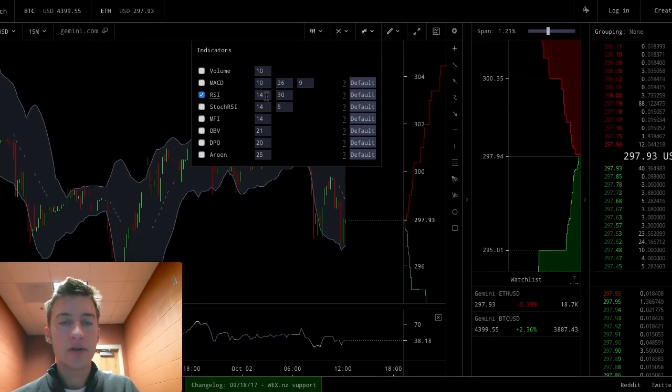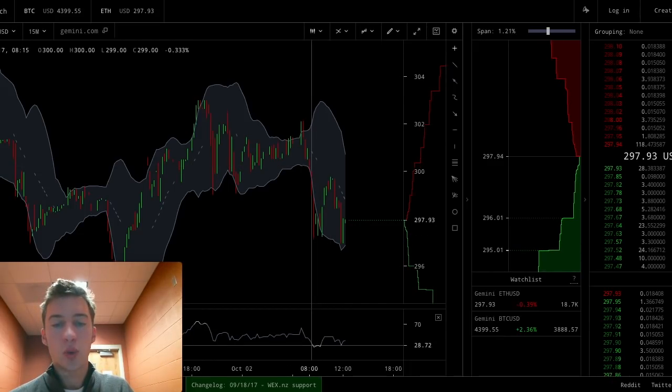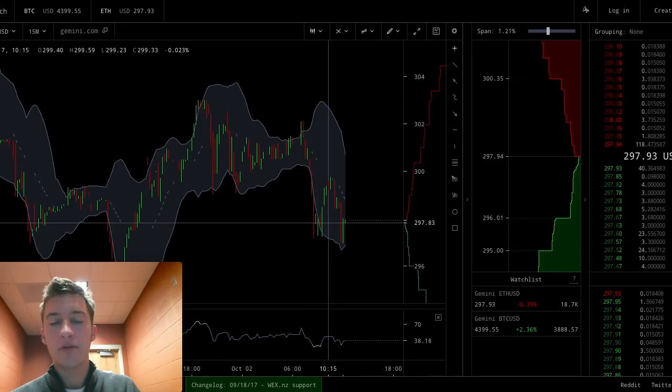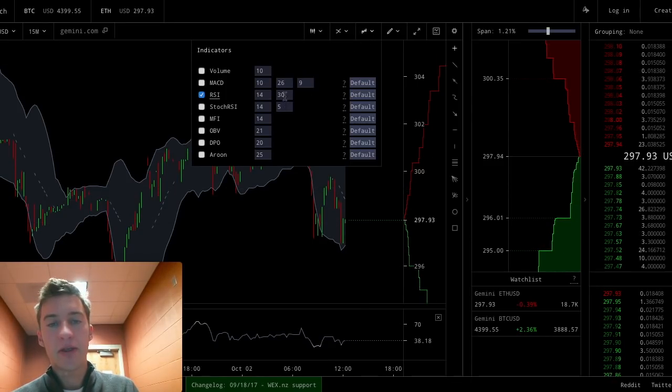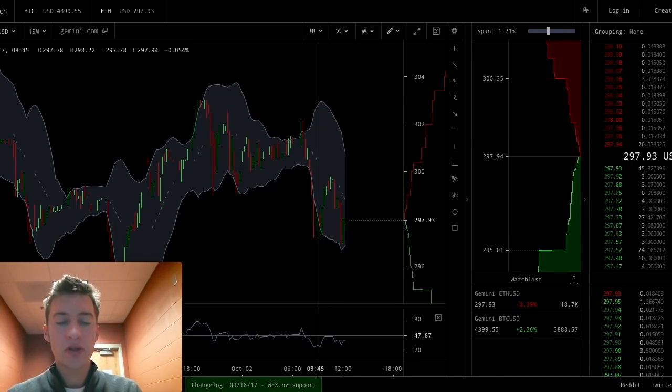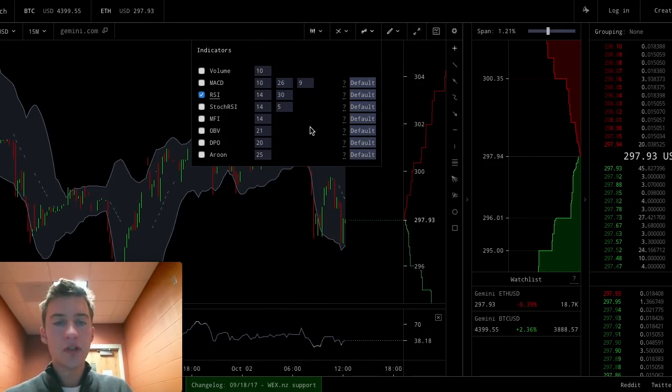For RSI, I keep standard settings except I use a 30 and not a 35. You can see here that the default is 35. I don't like to use that. What that means is overbought and oversold readings would be 35 and 65. So RSI would turn white if RSI was below 35 or above 65, and I prefer to have mine at 30 and 70. You can change this to whatever you want. Like if I made this 20, you see that RSI would never be oversold. I think 30 is a great number though for RSI, and it's what most people use.